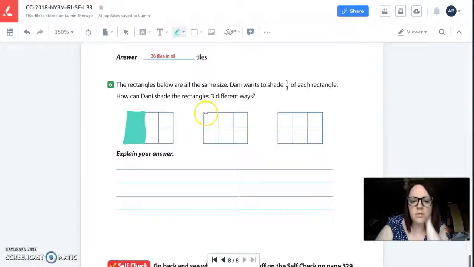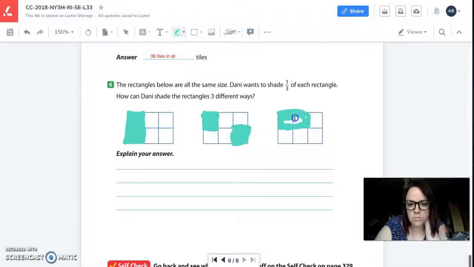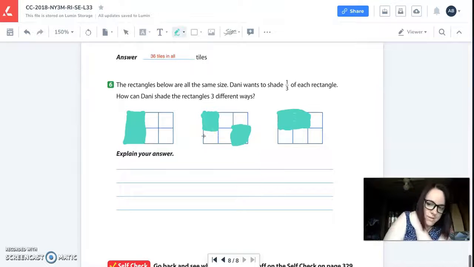And then, remember, they don't have to be side by side. That's why I'm doing it this way. My shading is really bad. We'll go with it. Okay, we need to explain our answer.